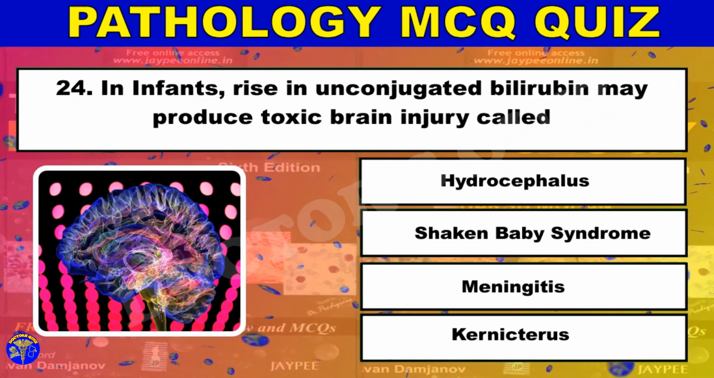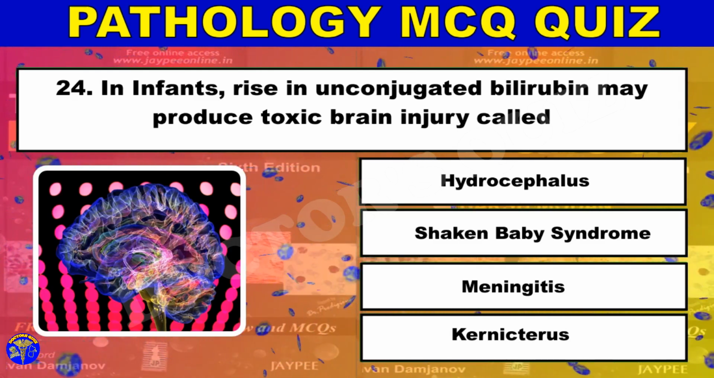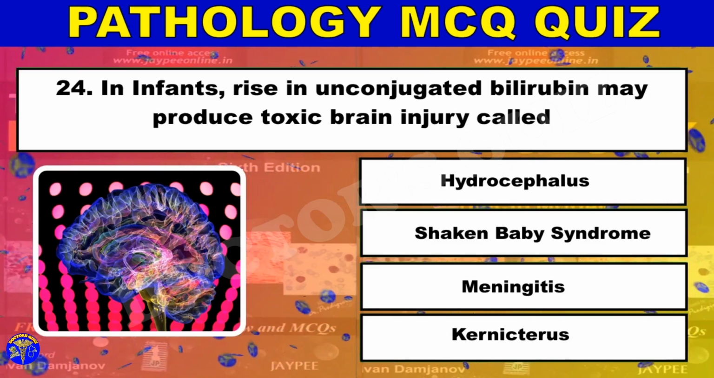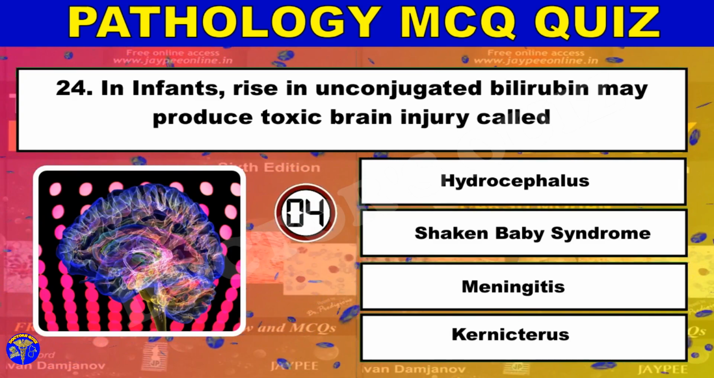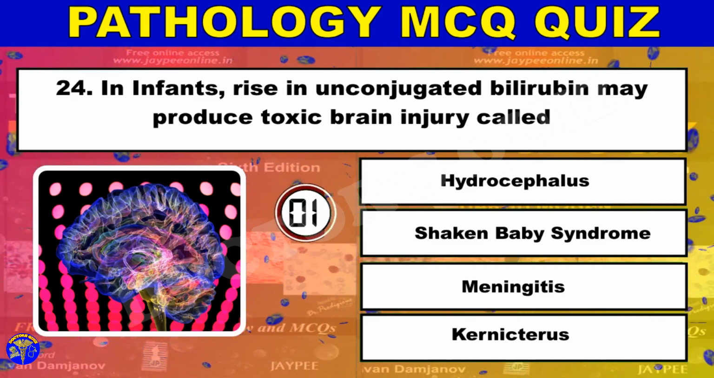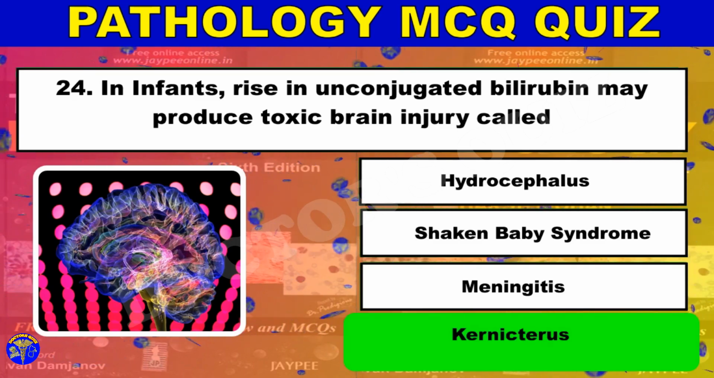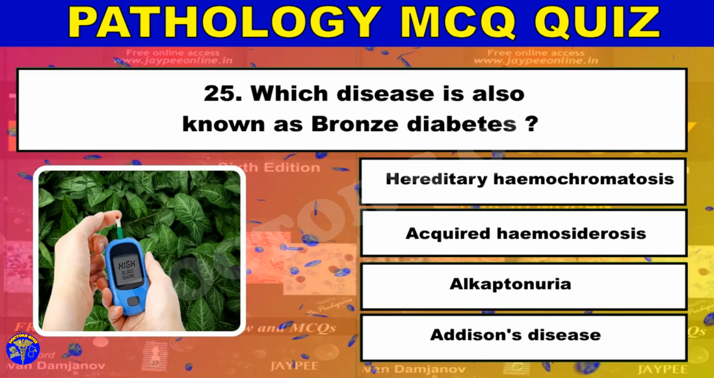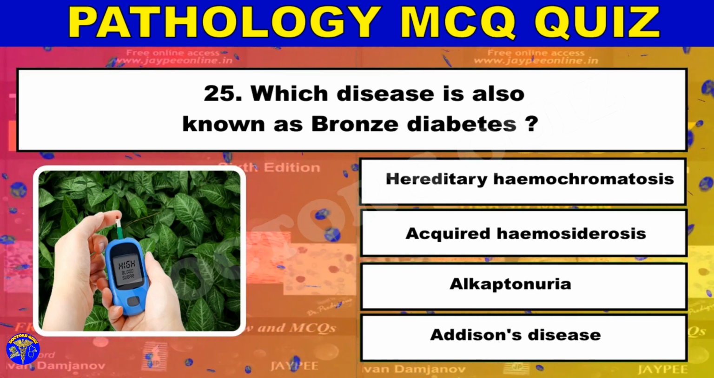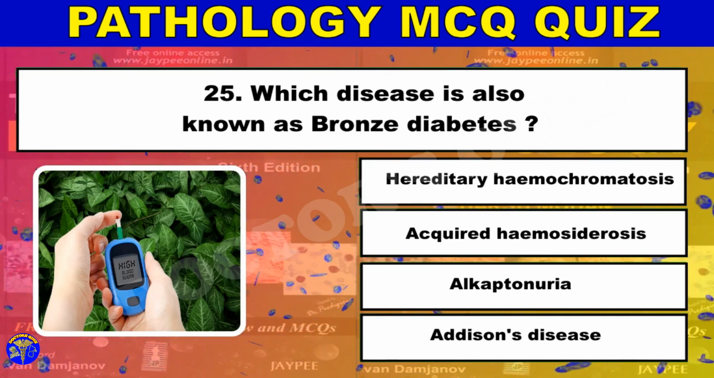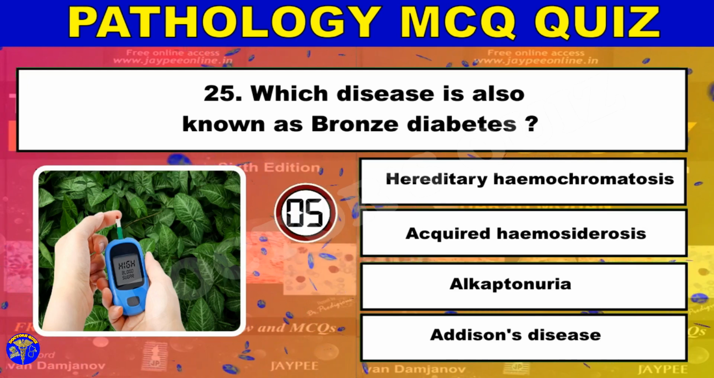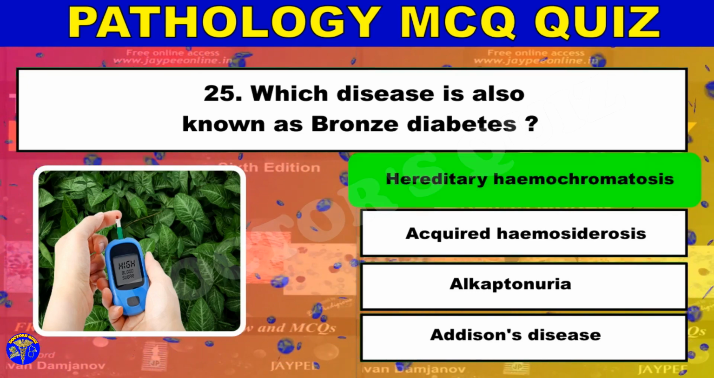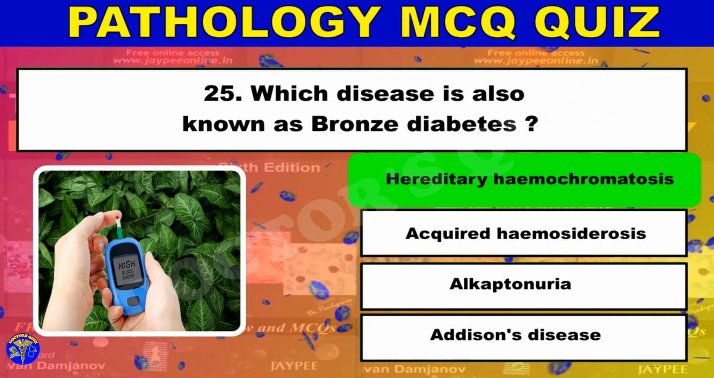In infants, rise in unconjugated bilirubin may produce toxic brain injury called? The options are hydrocephalus, shaken baby syndrome, meningitis and kernicterus. And the right answer is kernicterus. Which disease is also known as bronze diabetes? The options are hereditary hemochromatosis, acquired hemosiderosis, alkaptonuria and Addison's disease. And the right answer is hereditary hemochromatosis.